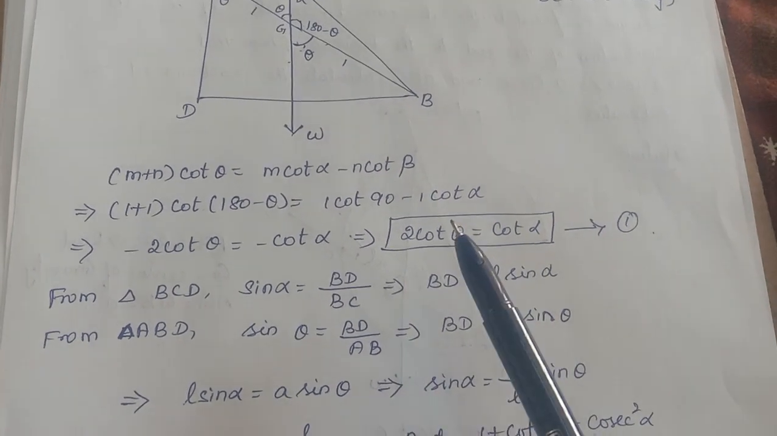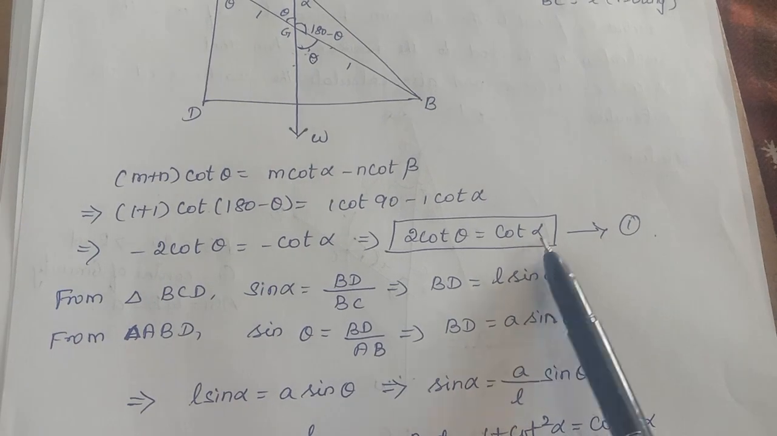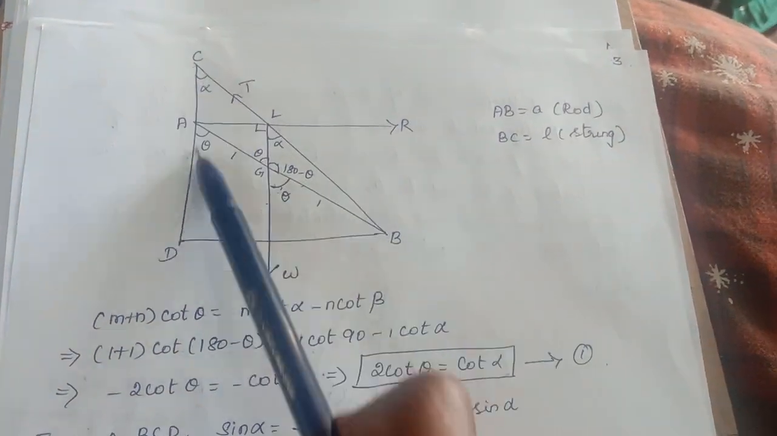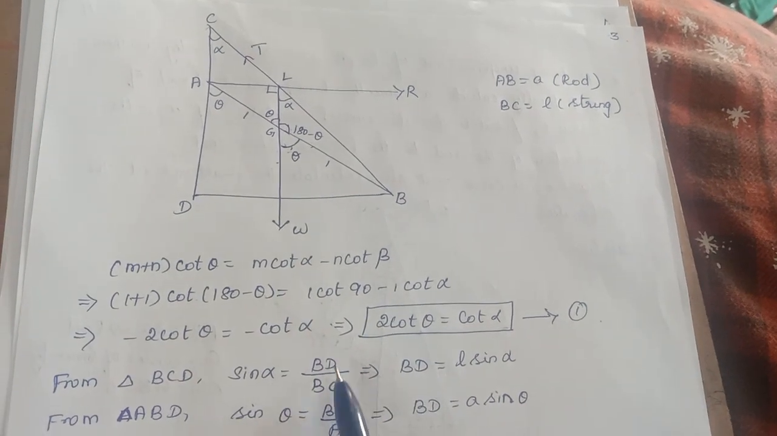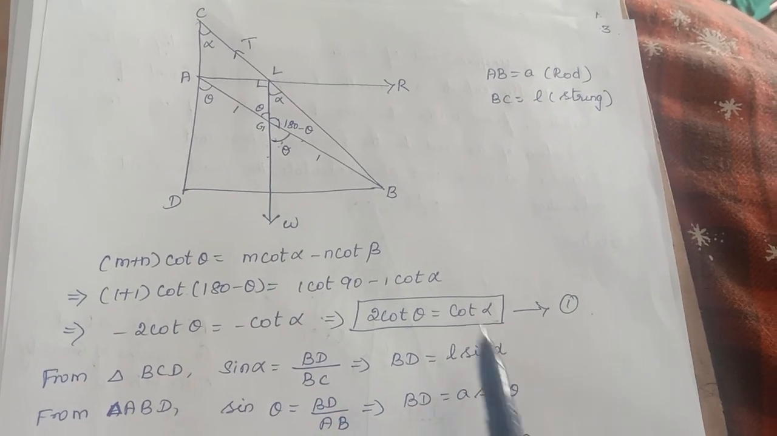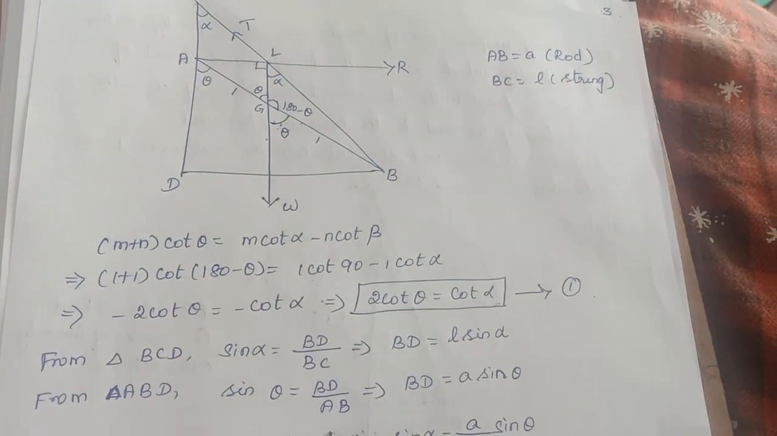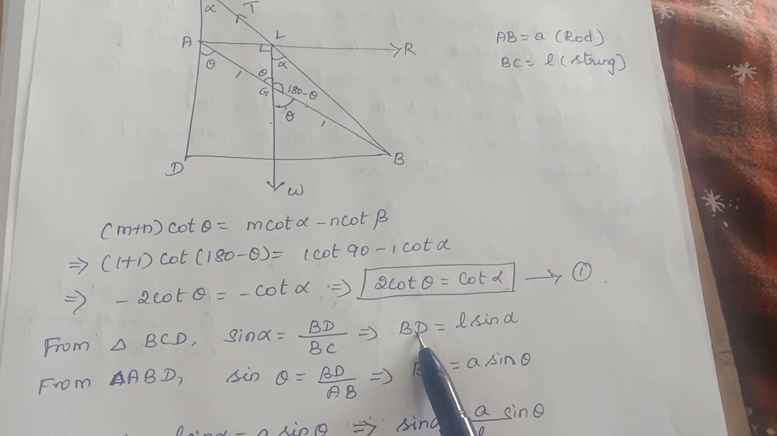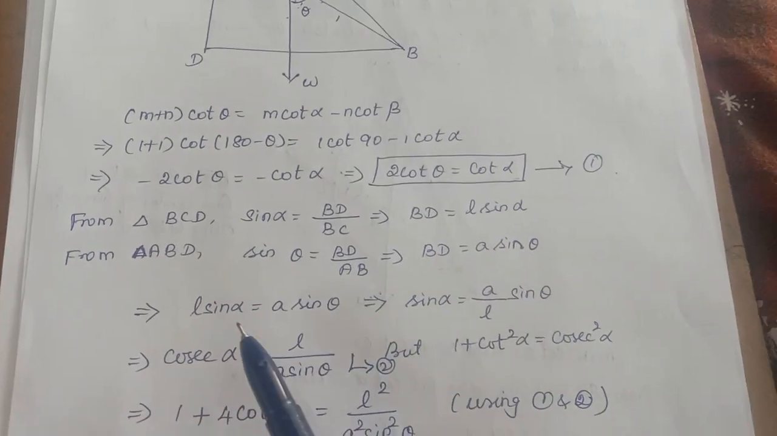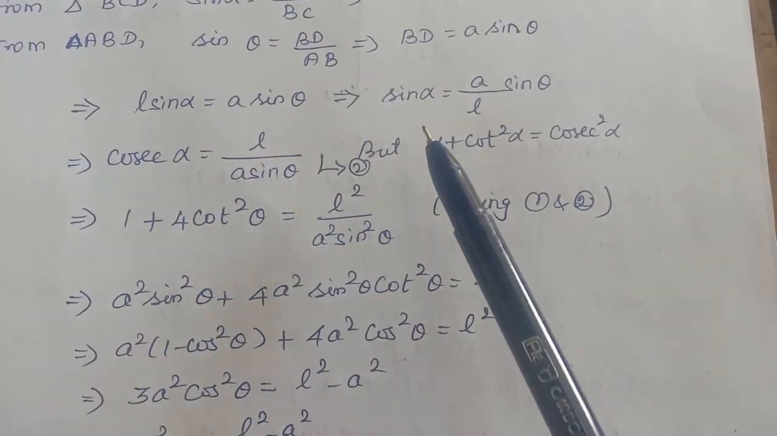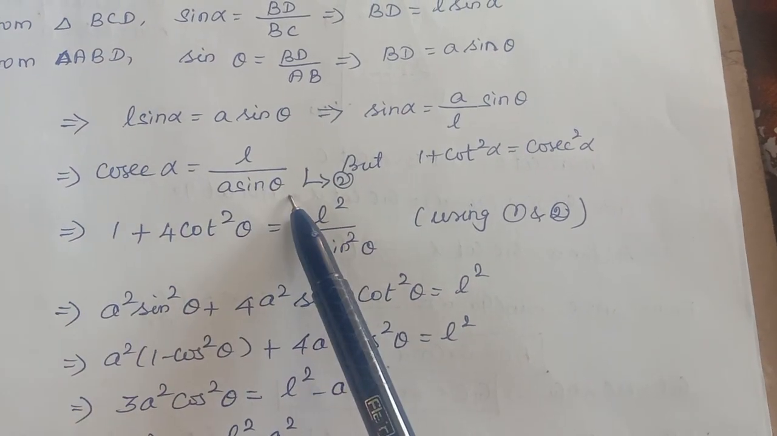So for this problem, my aim is to remove this alpha, because this alpha I have introduced. For removing this alpha, I am considering this bigger triangle BCD. From BCD, what is sine alpha? BD by BC. That is BD equal to L sine alpha. Again, you consider this small triangle ABD. Here sine theta equal to BD by AB, so BD equal to A sine theta. So for BD, I obtained two results, one with alpha, another with theta. So equate them. L sin alpha equal to A sin theta, or sin alpha equal to A by L sin theta, or cosecant alpha equal to L by A sin theta. Right.